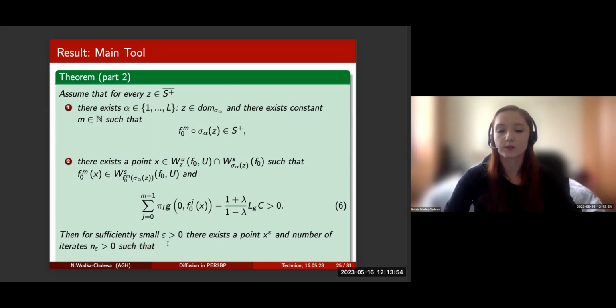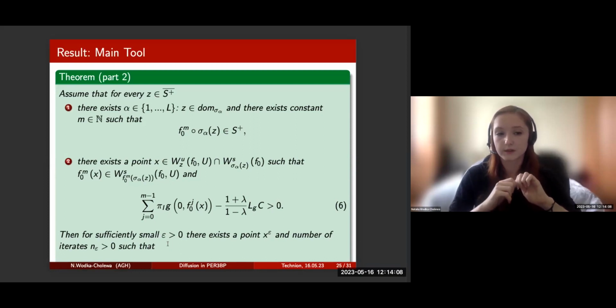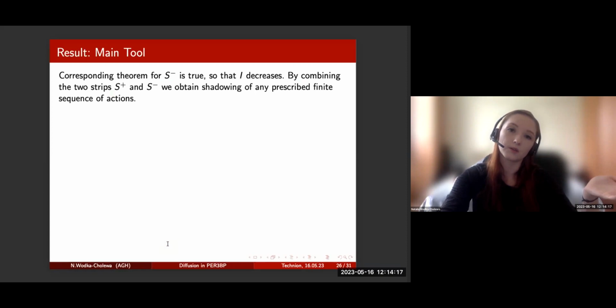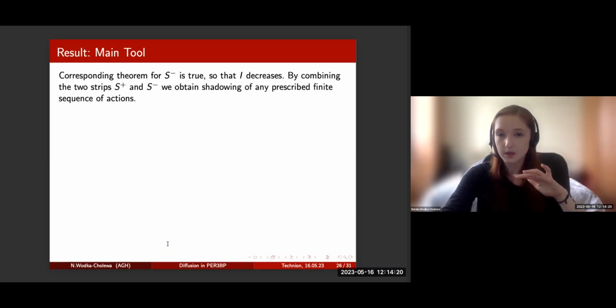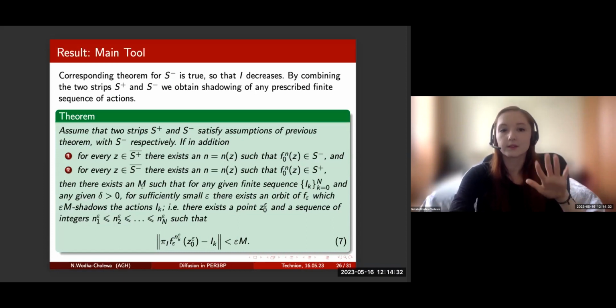But roughly speaking, for sufficiently small epsilon, we have a point that after some iterates will change the energy. So you will have a change in the energy. If you can change it, it will be these diffusing orbits. So you can state a corresponding theorem for the I that decreases, and you can combine these two into one theorem, that you have the strip plus and strip minus, and you have this shadowing.